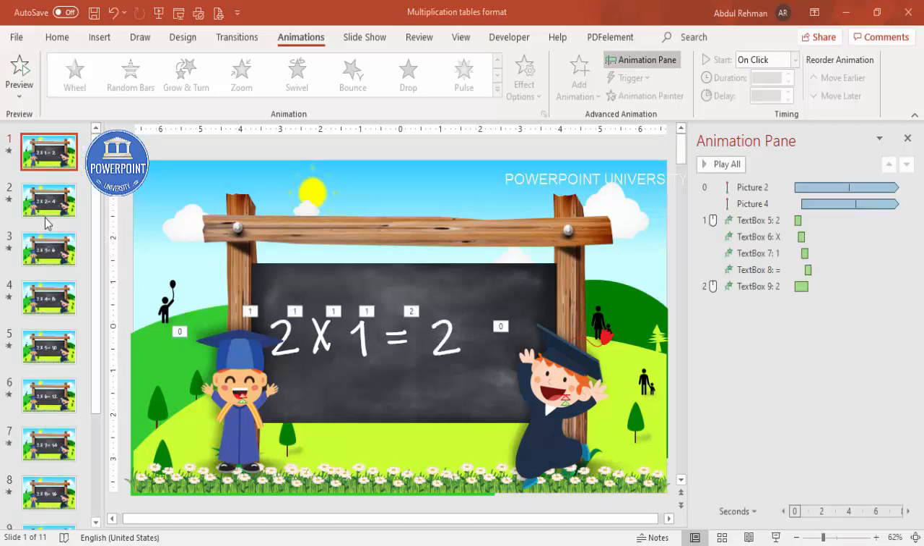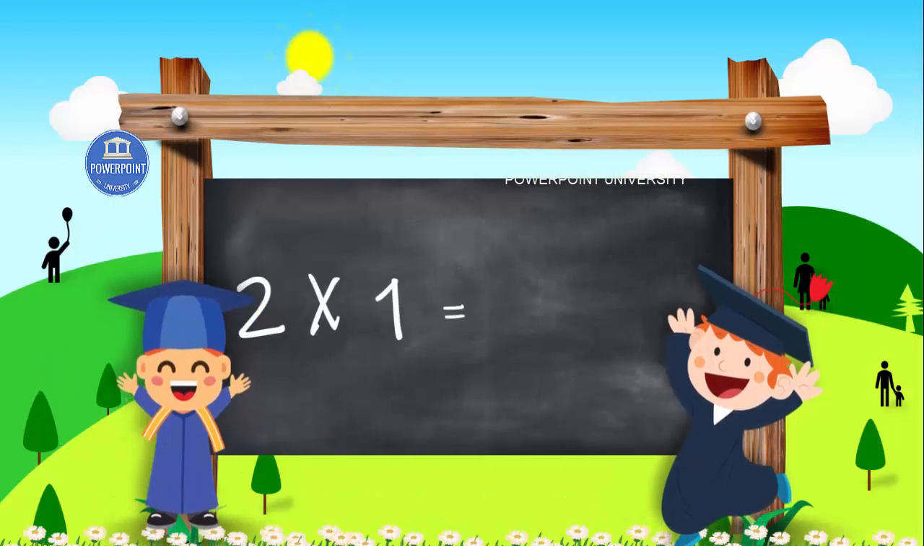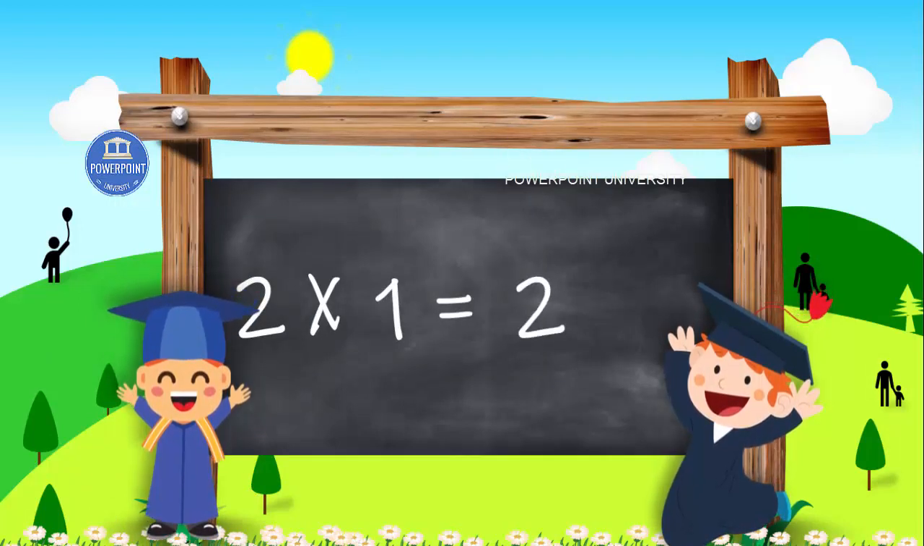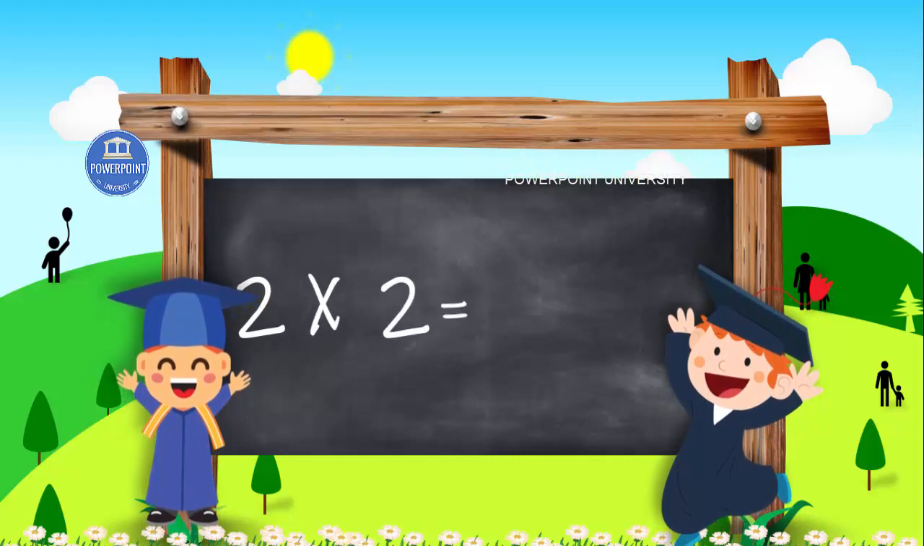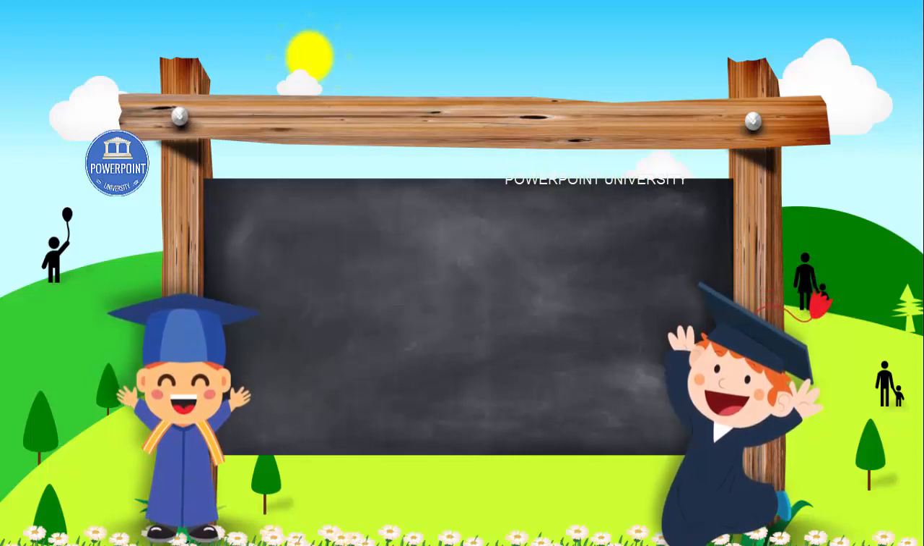So I've added all the 10 slides of the multiplication table of 2. You can see here. So let me just do a slideshow. So first comes 2 times 1 is 2. You can see here. Then comes the next slide where 2 times 2 equals 4. Likewise you can just add.